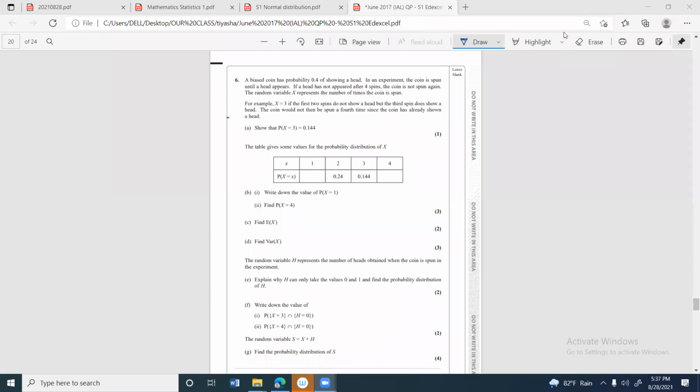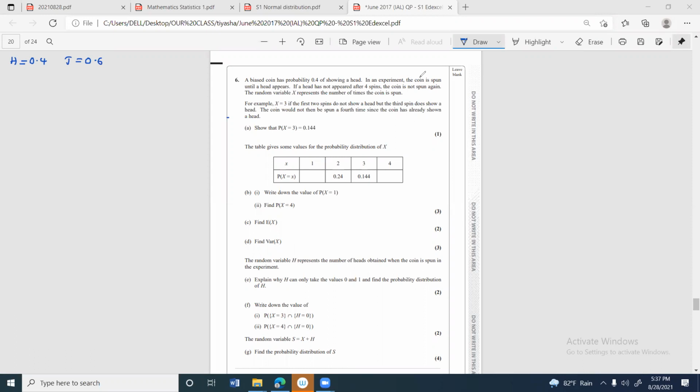Okay. A biased coin has a probability of 0.4 showing the head. So over here, the probability of getting head is 0.4. Therefore, the tail is 0.6. That's a fact we have been given.